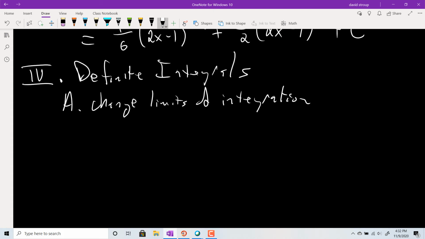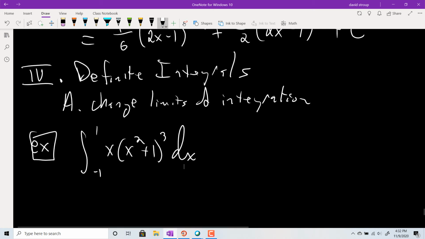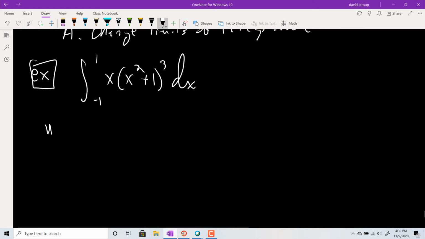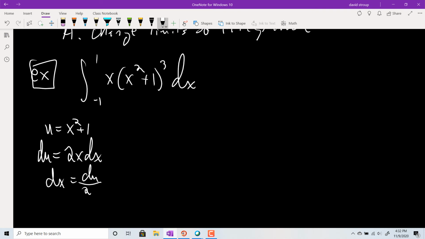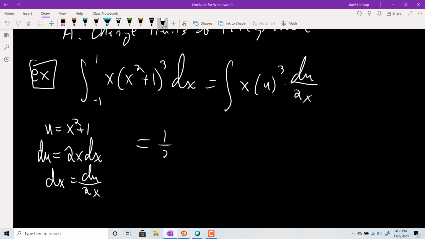Ready then. So example. We have the integral from -1 to 1 of x times (x squared plus 1) cubed dx. Okay, so when I go to my u sub, I have x squared plus 1 inside the parentheses, and du is 2x dx. So dx is du over 2x. And then you can rewrite this: I got x times u cubed times dx, which is du over 2x. You need all the x's to go away. You can factor out 1/2. You get u cubed, so that works.